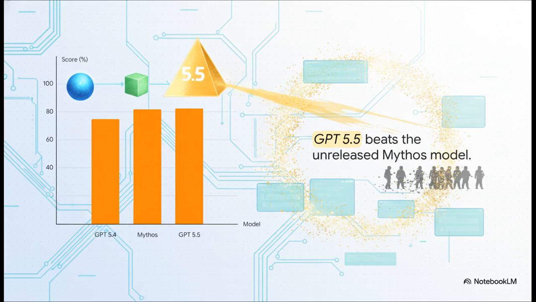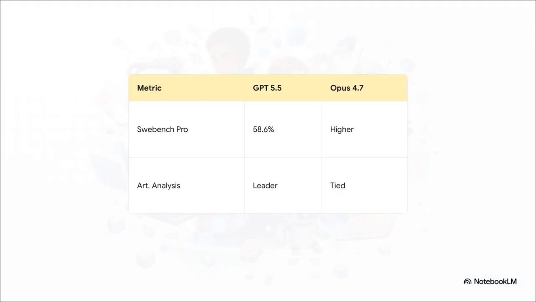Crucially, it actually beats out Anthropic's notoriously unreleased Mythos model, which scored an 82%. Think about that. The model Anthropic claimed was too scary to release is currently being outperformed in terminal environments by GPT 5.5. But we always need to look at the full picture. If we look at SWE-Bench Pro, which is a really rigorous software engineering benchmark, Claude Opus 4.7 actually still competes heavily and edges out GPT 5.5.